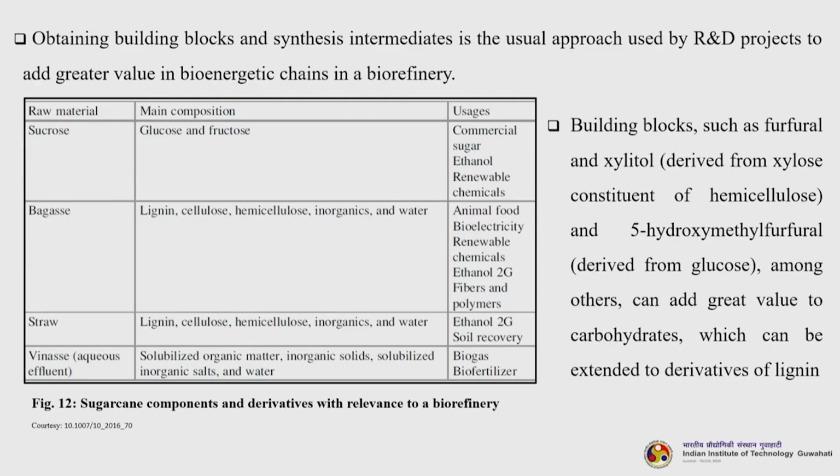The raw materials are sucrose, bagasse, straw and vinasse, that is the aqueous effluent. The main composition of sucrose is glucose and fructose, and its uses are commercial sugar, ethanol and renewable chemicals. Similarly, bagasse's main composition is lignin, cellulose, hemicellulose, inorganics and water. It can go for animal food, bioelectricity production, renewable chemicals, 2G ethanol, fibers and polymers, and many more. Building blocks such as furfural, xylitol and 5-hydroxymethyl furfural, HMF, among others, can add great value to carbohydrates, which can be extended to derivatives of lignin. The reason is that they are high value chemicals.